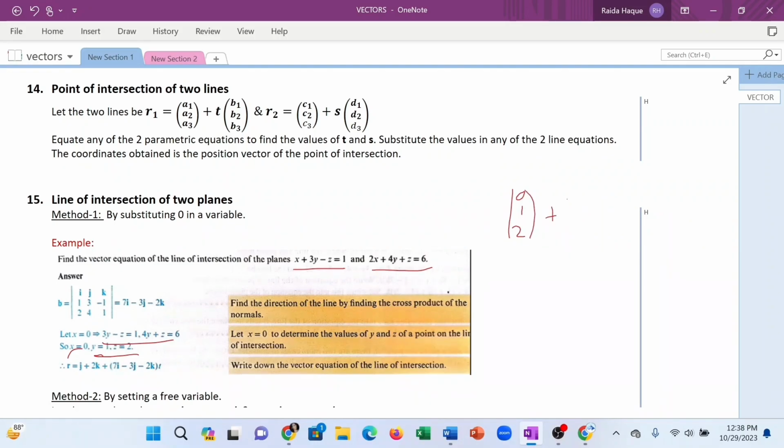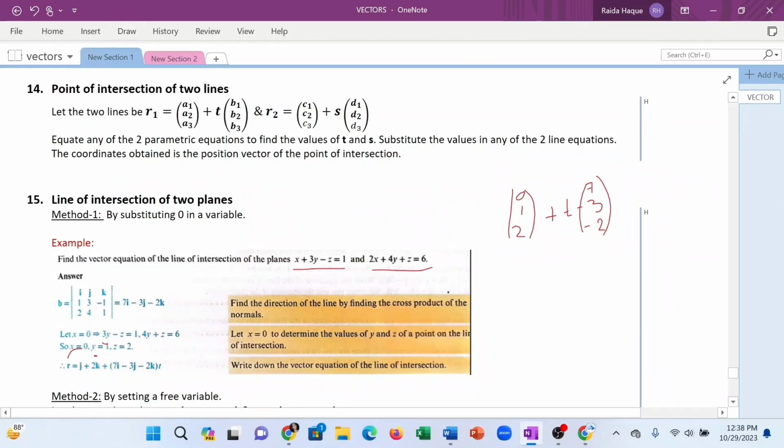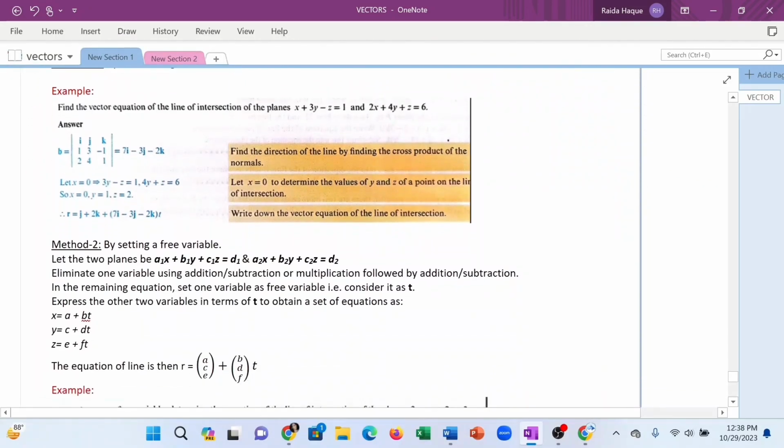And then you have the variable t, and then you have the direction vector that you found here. So then you have 7, minus 3, and minus 2. And that's it. I find this method quite easy. The second method is a bit more complicated. It is where we set a free variable. So let's get to know what it means.